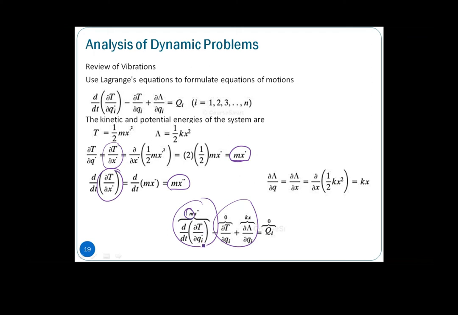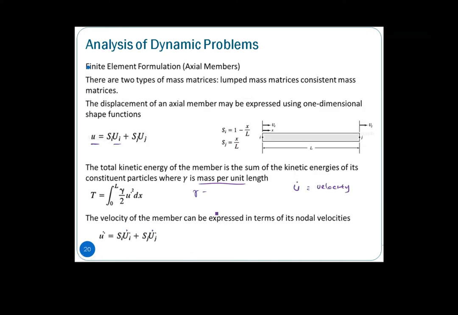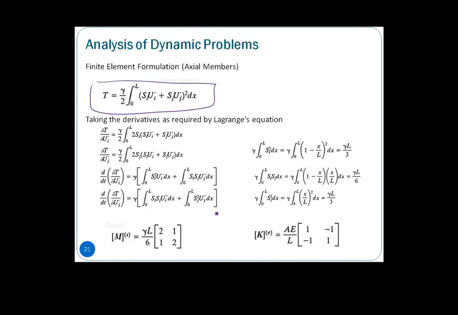So we find dT over dx naught, the velocity, then we find the time derivative of this. In this case you have your dT over du naught, which is our velocities. We find again the time derivative for both, then basically you have your mass matrix. We know that this itself will give us our m x double dots. So the integral of the shape function square dx, multiplied with our mass per unit length, is our mass matrix.